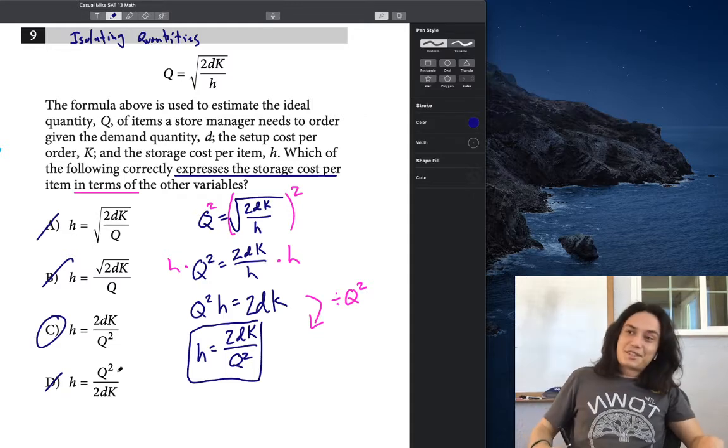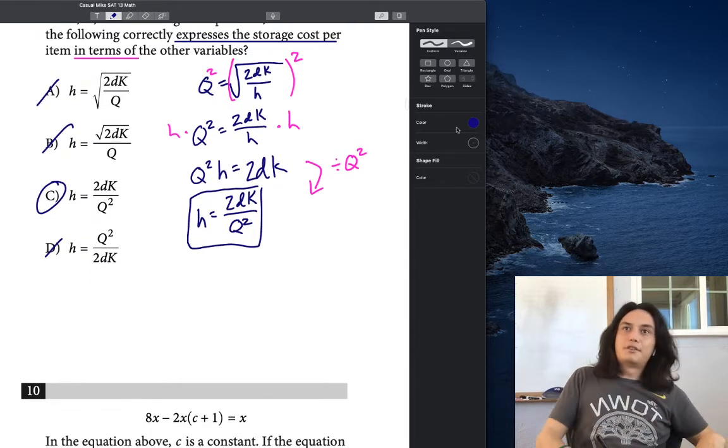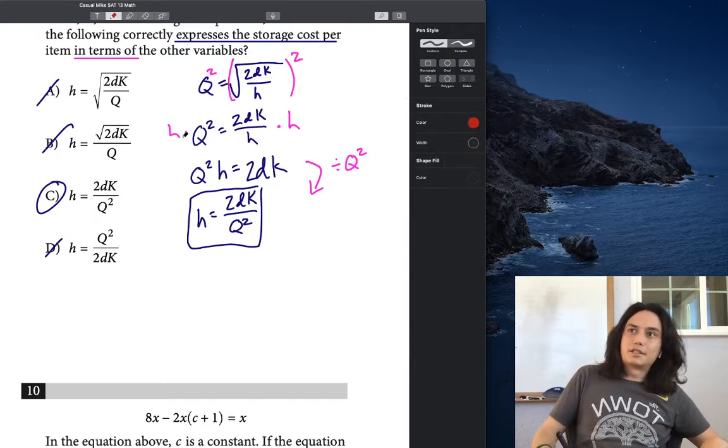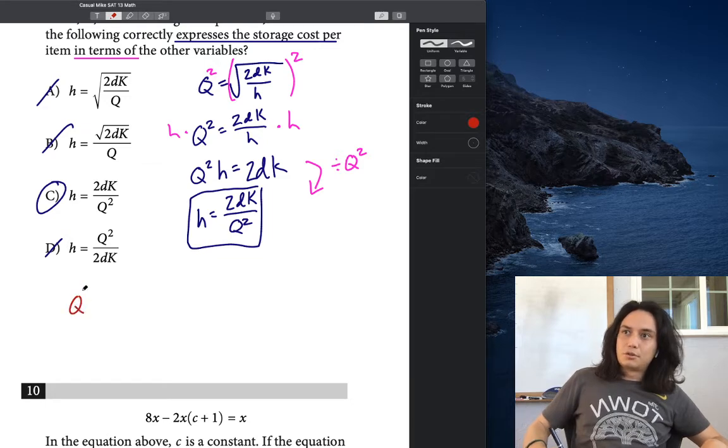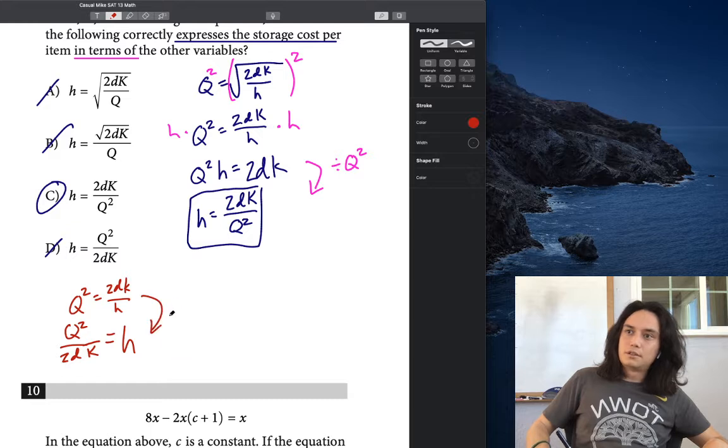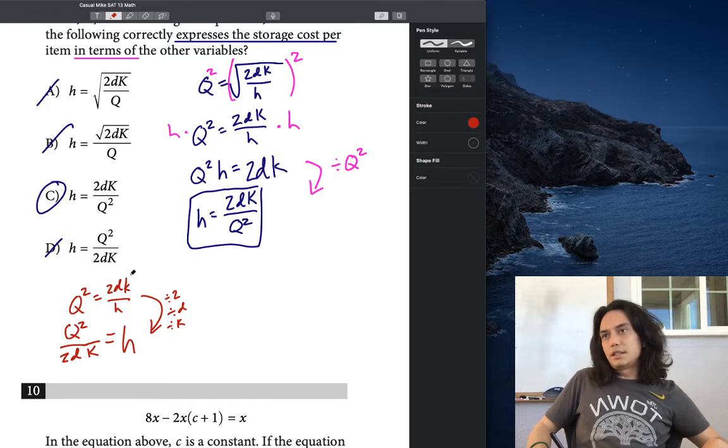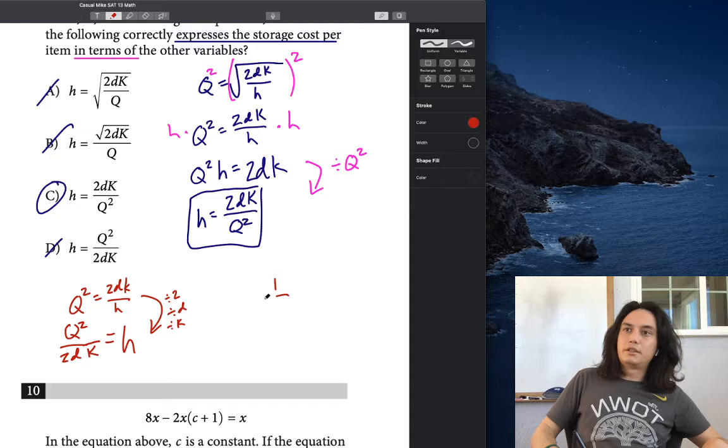Which actually, I bet you this is what happens if you, at this point, I'll write this in red because it's like danger zone. q squared equals 2dk over h. And then you're like, I'm going to divide by 2. I'm going to divide by d. I'm going to divide by k. And that gives me h, you know? Divided by 2, divided by d, divided by k. It doesn't give you h alone. You haven't gotten rid of 2 and d and k and left nothing. You've left 1 over h.